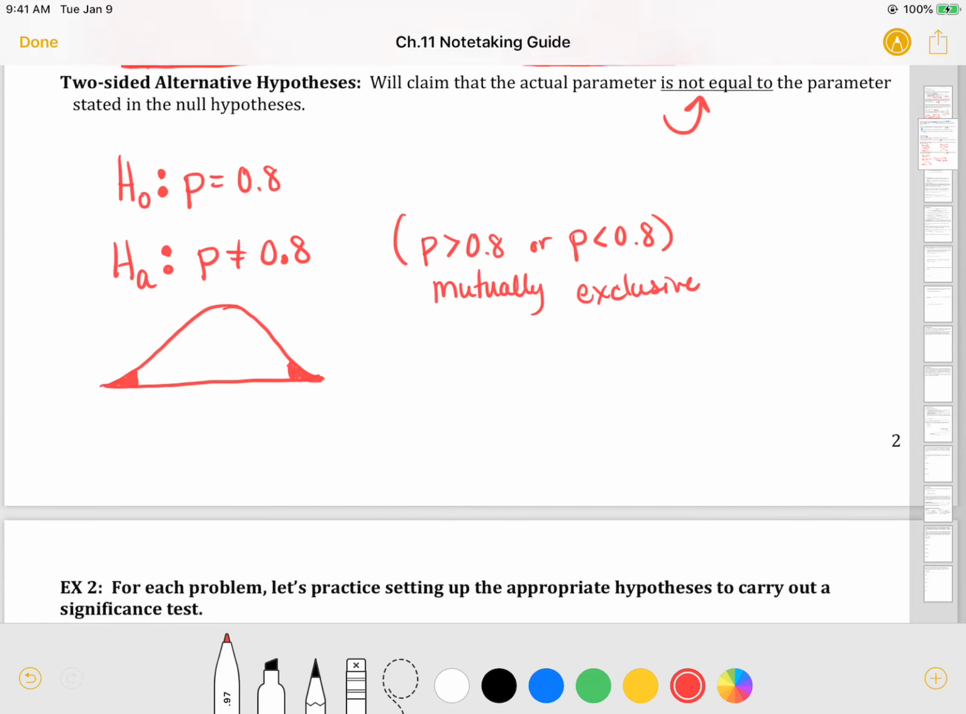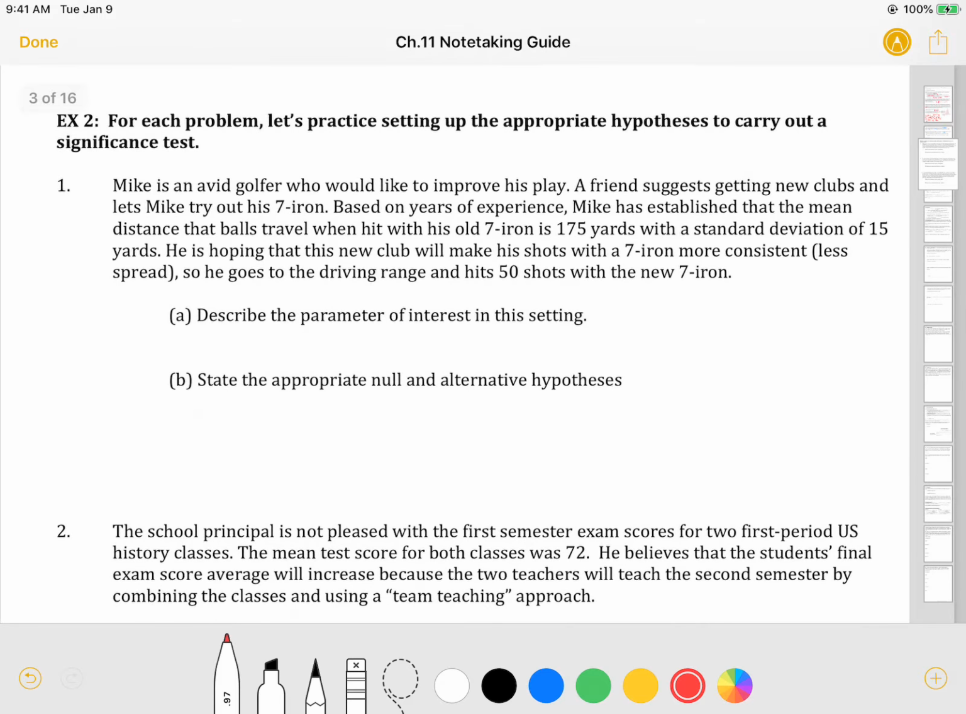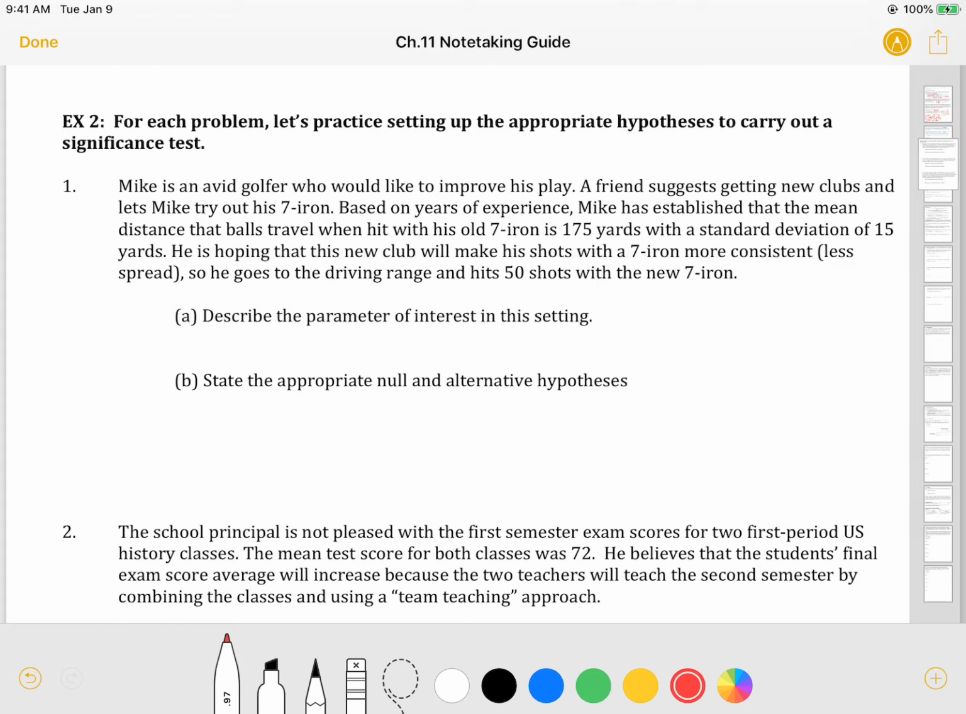Okay? So what we're going to do here is we're going to practice setting up some hypotheses. And I need to break for just a second. I'll be right back. Hang with me here.